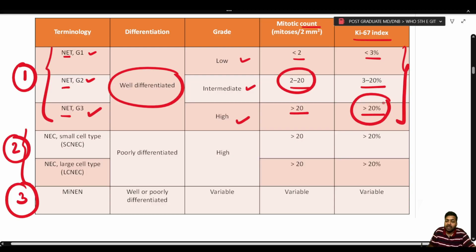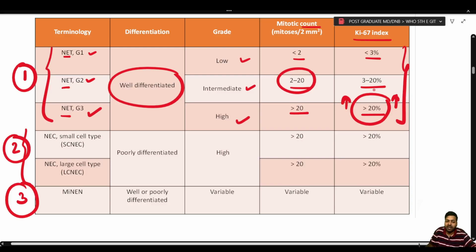So always remember, in case there is a discrepancy between the mitotic count and the Ki67 index for a particular tumor, then the parameter having the higher value, in this case the Ki67, is what we take into consideration, and we grade the tumor with the higher grade. Always remember this point. It is clearly stated in the 5th edition of the WHO. Between the two parameters, it is usually the Ki67 index that gives the higher value.